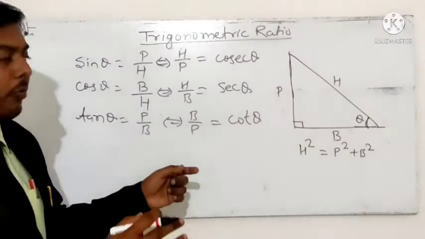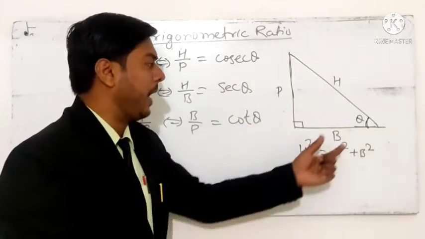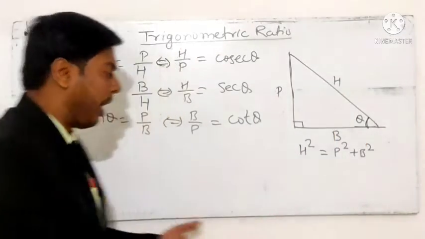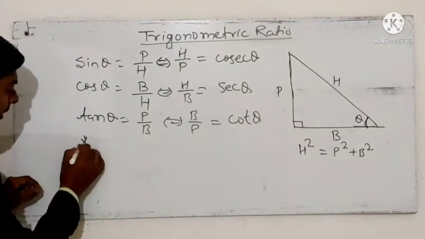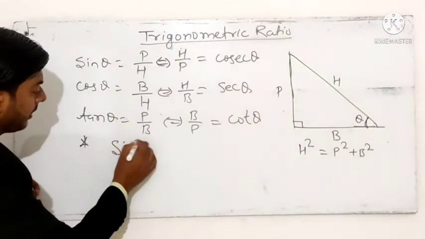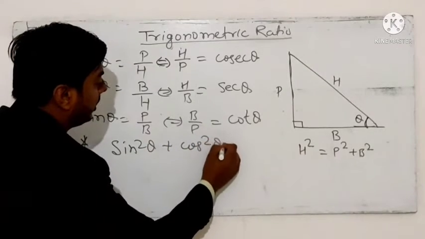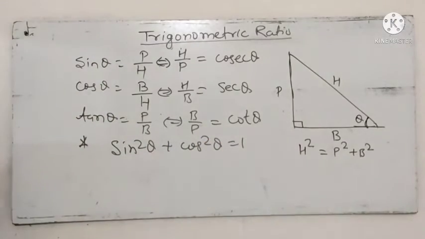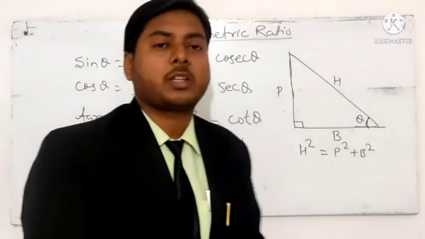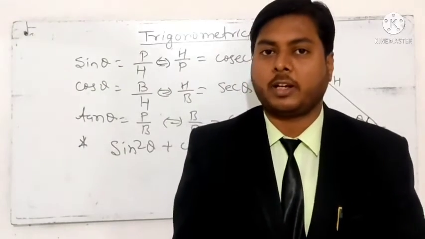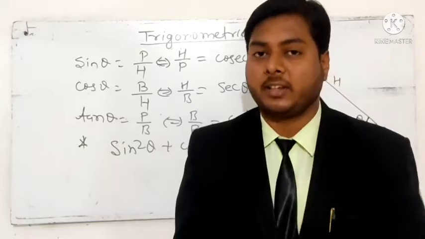According to finding the value of the angle theta, now I will give you one more thing, the identity: sin square theta plus cos square theta is equal to 1. When you square sin theta and cos theta and add them, you get 1 as a result.